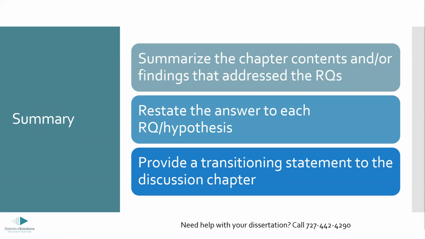And after you've gone through the results for each of the research questions, you'll usually end the chapter with a summary that either summarizes the contents or just the findings that address the research questions. So in the summary, you'll want to restate the answer to each research question hypothesis. So again, restate whether each hypothesis was rejected or not rejected. And then after you summarize those results, you can just provide a transitioning statement to your discussion chapter.